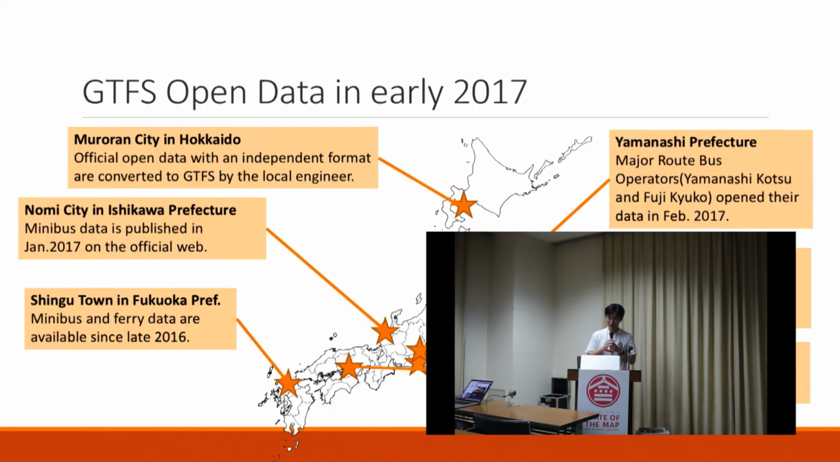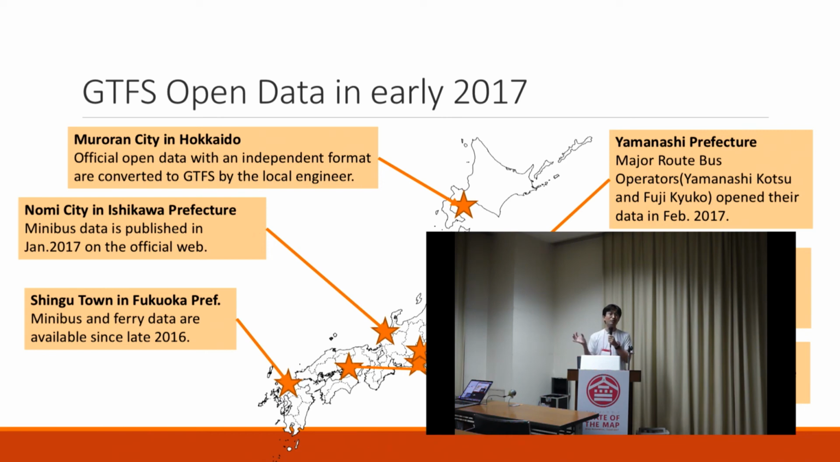So in early 2017, GTFS data, open data, has spread in Japan. There are 1, 2, 3, 4, 5, 6 examples here. One is in Yamanashi City. There was a very high-skilled professor in Yamanashi University, and he understood the advantage of open data and started to open their data in GTFS. And one is Nomi City that I mentioned, and one is in Kyushu, Fukuoka Prefecture.